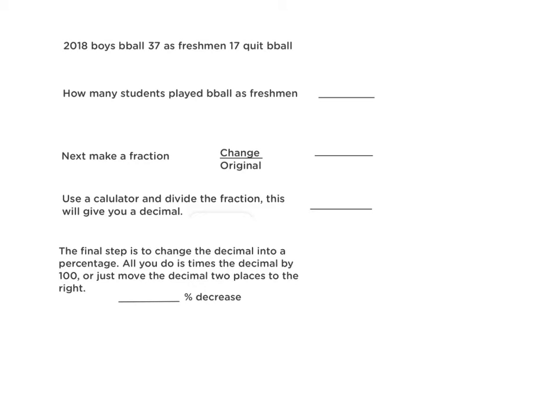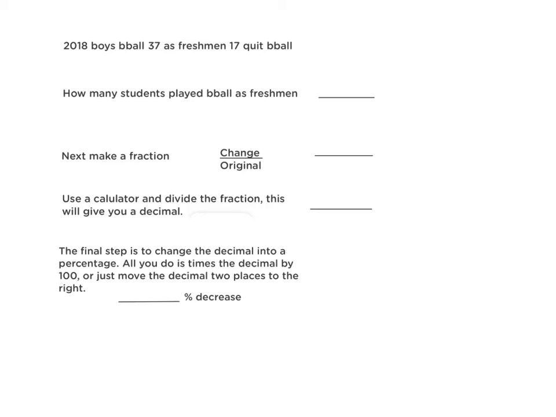So here's our first example. In 2018, the boys basketball team had 37 boys that played. As freshmen, 17 of them did not play. So the question is, how many boys basketball players played as freshmen?